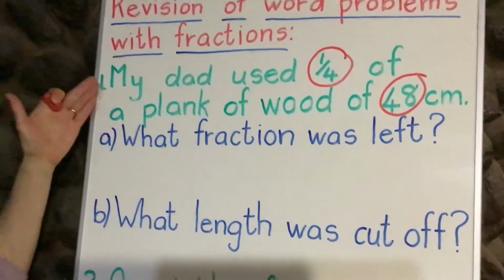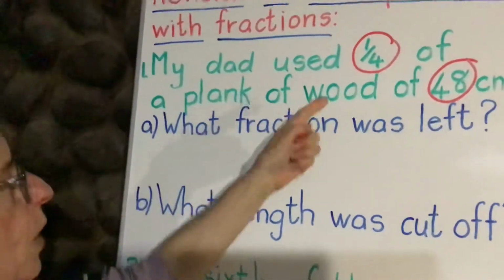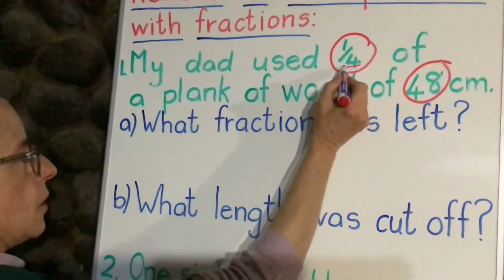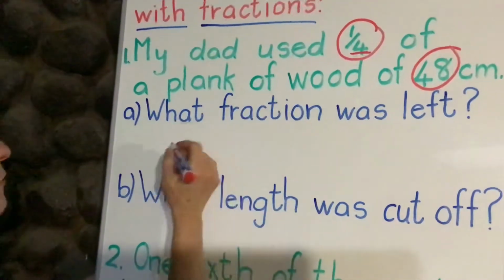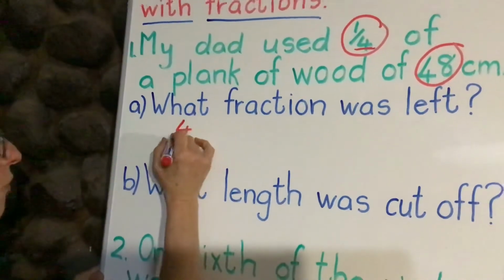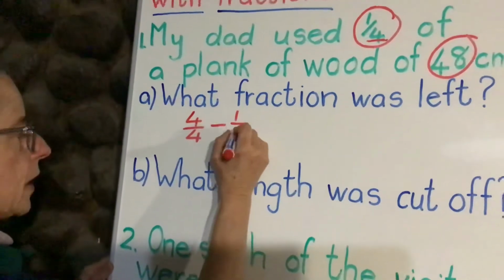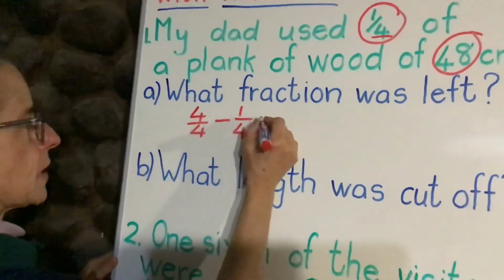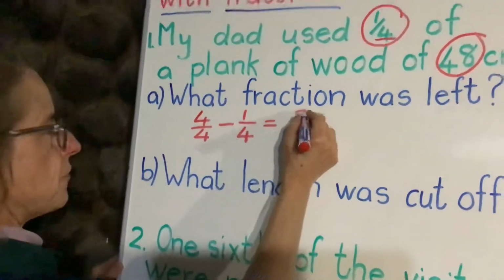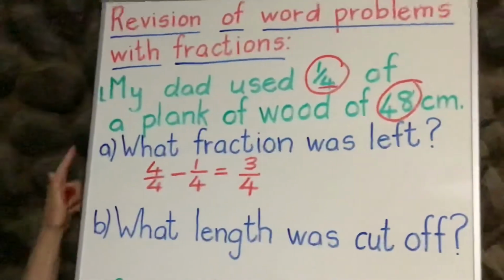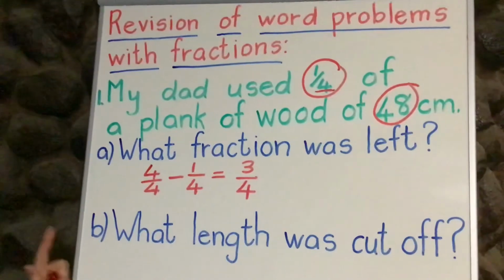All right, so let's have a look. If my dad used 1/4 of the plank of wood, we know we're going to be using quarters, right? So one full plank would have been 4/4. We simply have to minus off the 1/4 that was used, and what fraction is left is 3/4. Okay, so let's move on to the next one.